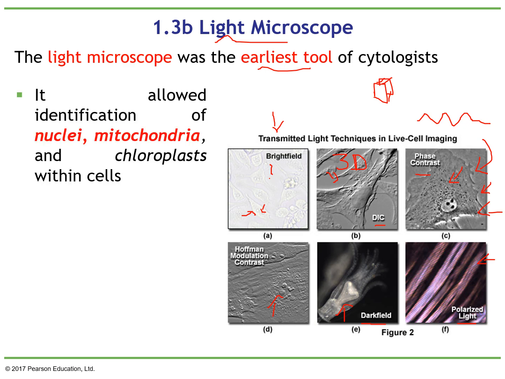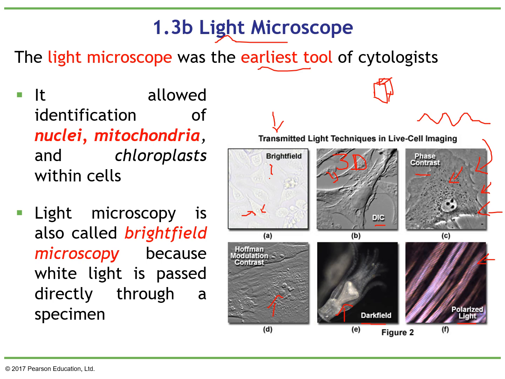Okay, so this light microscopy allows us to study nuclei, mitochondria, chloroplasts within the cells. It allows us to count the number of cells. It's very useful to study live cells in some cases. What we're doing is called bright field microscopy because white light is passed directly through the specimen. Later, we will study other types of microscopy where we use different types of light, like fluorescent light. So we are going to study that in the following slides.